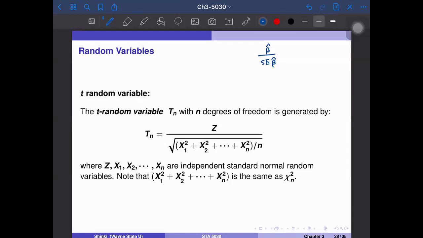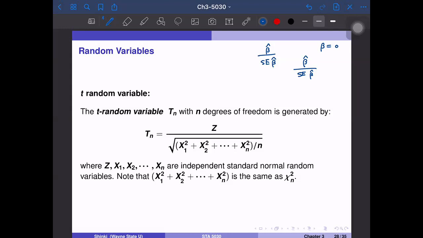The idea is we want to see if beta is really different from 0 or not. Beta hat itself is the most important information to see if beta is 0 or not, but the second most important information is the standard error of beta hat. Even if beta hat is large, such as 10, if the standard error of beta hat is 20, then we are not really sure if beta is really different from 0. So a t random variable is prepared to be used for this purpose.